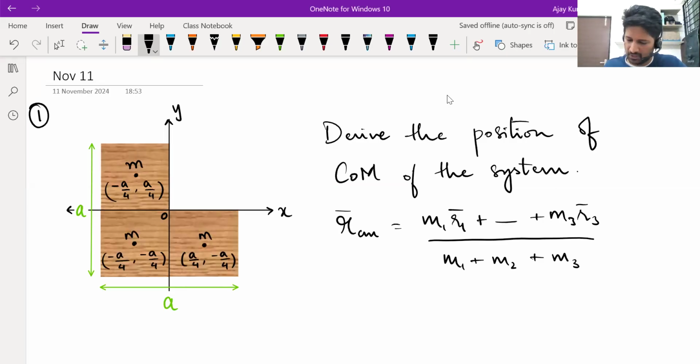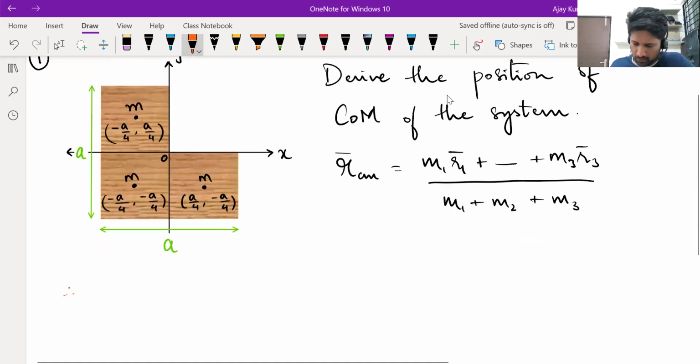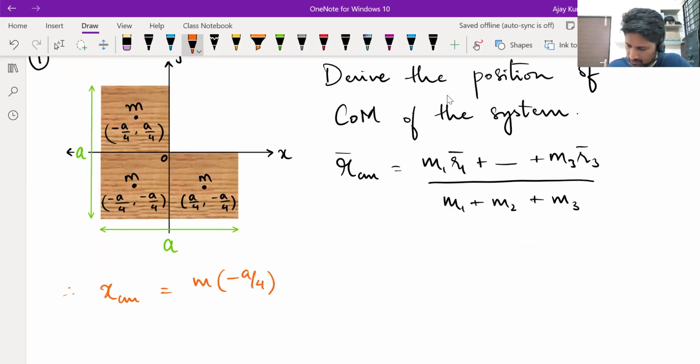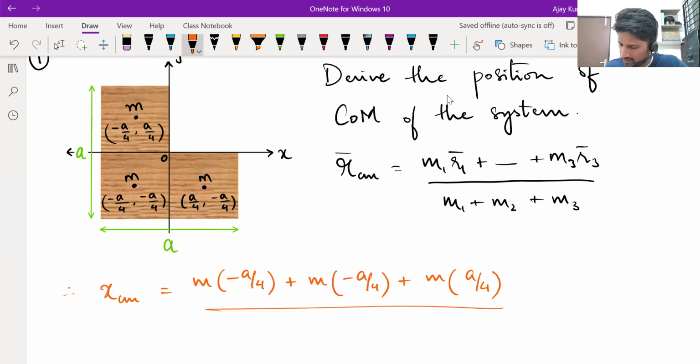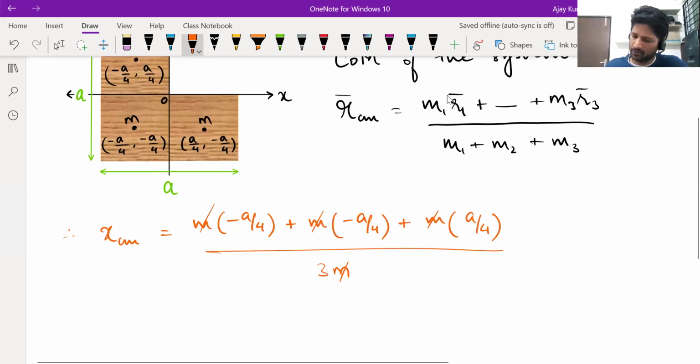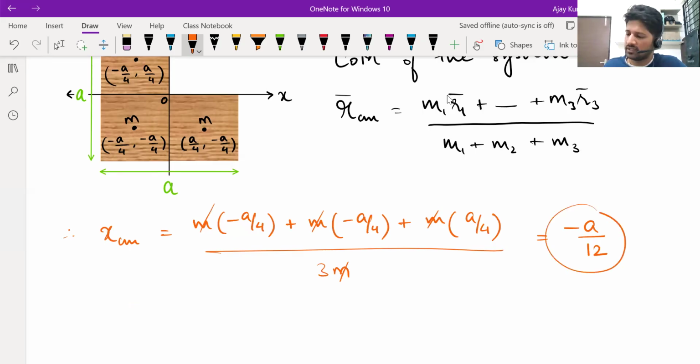Okay, so all masses are equal. Therefore, if you want the x coordinate of center of mass, you do m1 x1 plus m2 x2 plus m3 x3 divided by m1 plus m2 plus m3. That becomes 3m, and m gets cancelled because it's common in the numerator and denominator. That's why I said it's only the ratio of masses that matters. Actual mass doesn't matter. That's all. A by 4 cancel. Minus a by 4 divided by 3 is minus a by 12. That's the x coordinate of center of mass of this system.